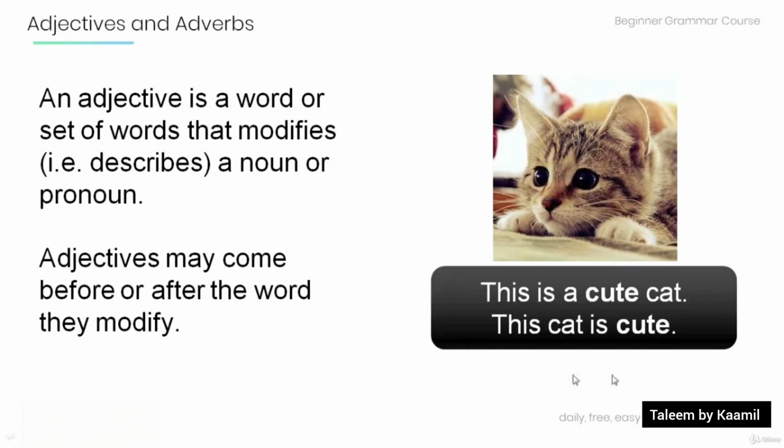Now let's have a look at the examples over here. This is a cute cat. Now the adjective cute modifies or describes the noun cat. And note that it comes before the noun. And in the sentence, this cat is cute. Again, the adjective cute modifies the noun cat, but it comes after the noun.